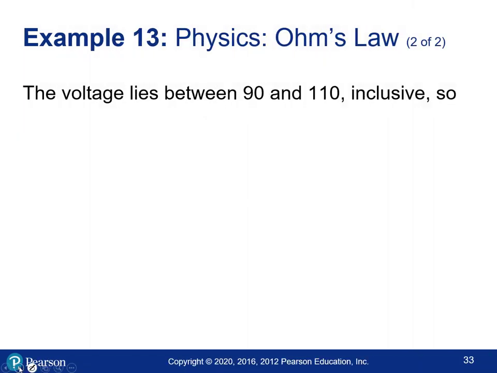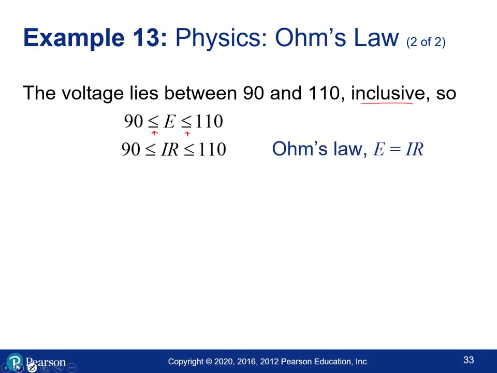Inclusive between 90 and 110 looks like this. Notice that we have the equal bars, strictly because of the word inclusive. That's how we know to put equal bars, and we want between 90 and 110. Now Ohm's law says that the voltage is equal to the current times resistance, so we just replace the voltage by IR. We were told that R was 10, so we replace R with 10. Then notice you have one unknown at this point, just I, and we can solve for it.